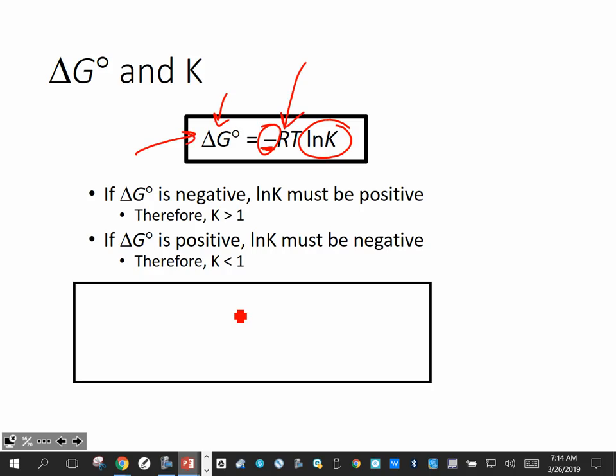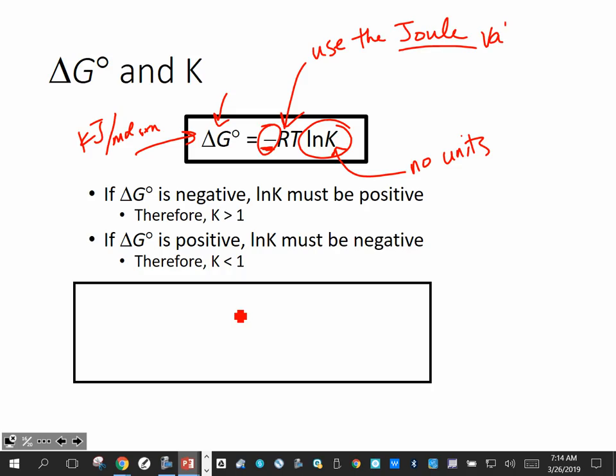delta G is in kilojoules per mole reaction, right? We've seen that before. K has no units, right? Absolutely no units whatsoever on K. R, we have a number of different R values that are on our reference table. So which one are we going to want to use? We need to use the joule value, which is the 8.314 value, because that is the only one that has joules, right?